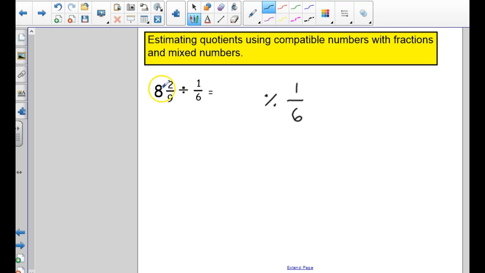Would that be 8 or would that be 9? Seeing the 2 in the numerator is very far away from the 9 in the denominator, we know we're going to estimate this to 8. Okay, so now this problem, just like before, becomes very easy. It's 8 divided by 1/6, which essentially becomes 8 times 6, and as we all know, is 48. Again, 48 is a good estimated answer for this mixed number division problem.